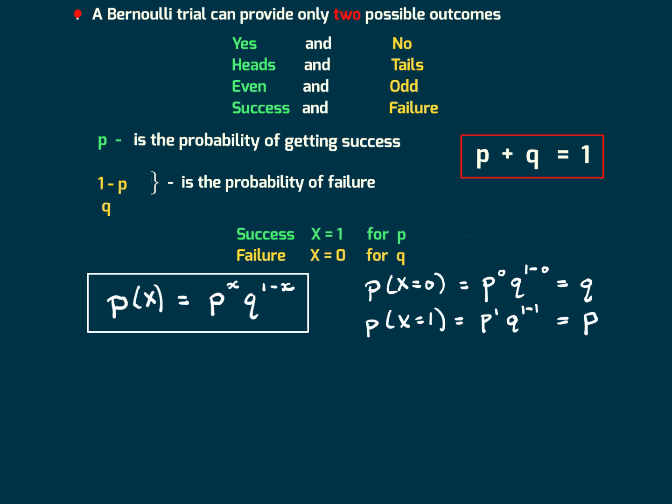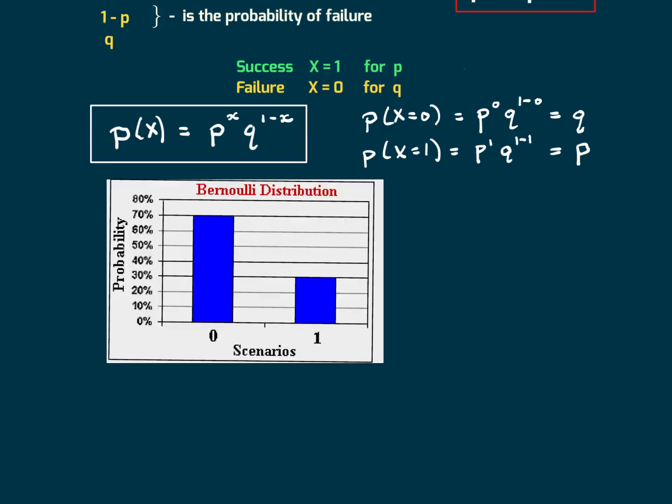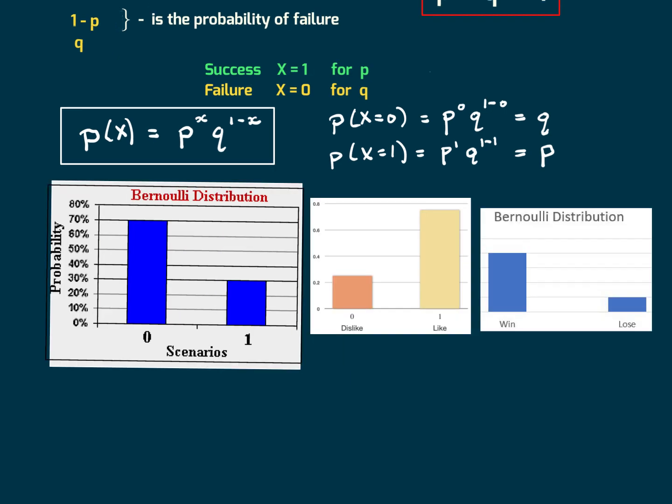And if we graph the Bernoulli distribution, it'll always have two columns, as you can see over here. One is for the failure and one is success. Or we could have one with a dislike and a like, or we could have a win or a lose.